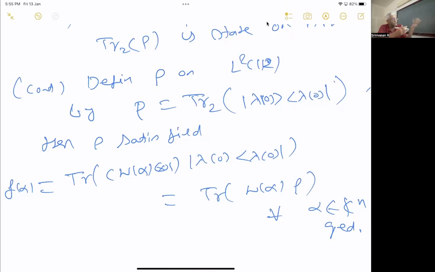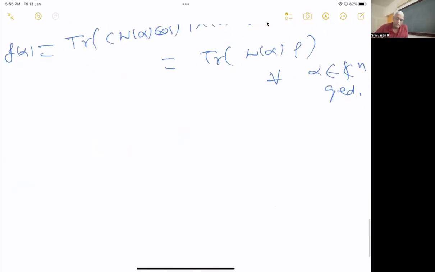Yeah, we just use the vacuum state. If it is irreducible, then the vacuum state itself will work. That's all. Okay. So now let us see some corollary.